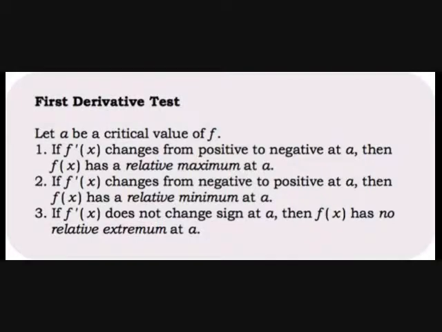Okay, so first derivative test. Let a be a critical value of f. If f prime of x changes from positive to negative at a, then f of x has a relative maximum at a. If f prime of x changes from negative to positive at a, then f of x has a relative minimum at a. If f prime of x does not change sign at a, then f of x has no relative extremum at a.